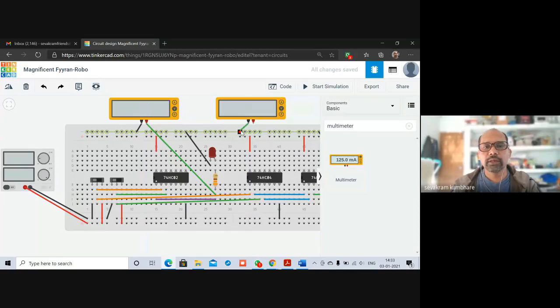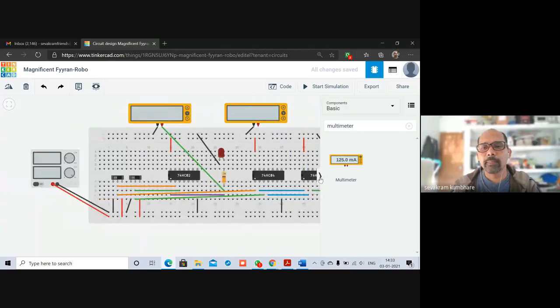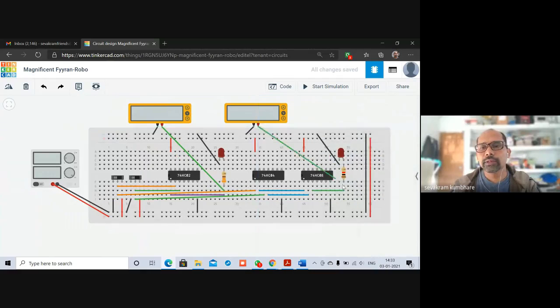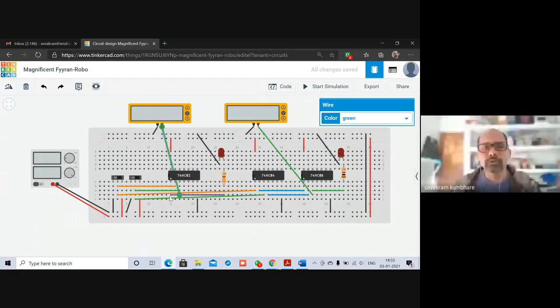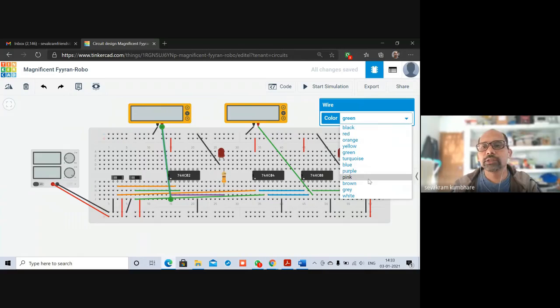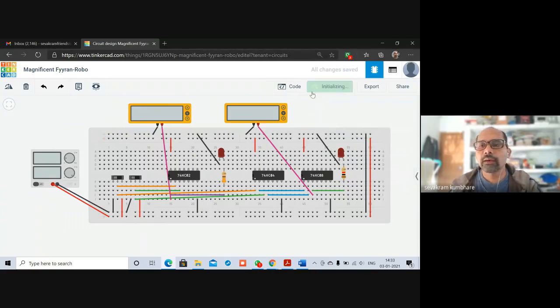Similarly, for this we can connect it to ground, and this we can connect it to this, over here. This also we can connect at output pin, that is 1. Basically I'm not getting much space over here. I'll change the color, let us say pink. This also I'll make pink. Now let's run this and see what happens.